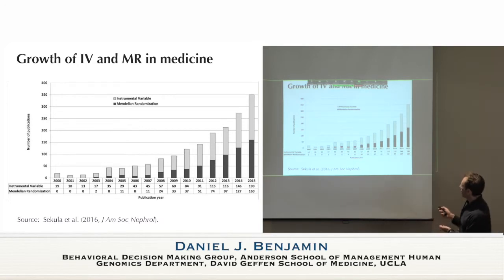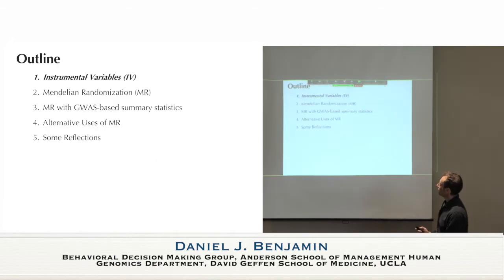And one thing I want to highlight is that the growth really took off starting around here with the GWAS era. And I'm going to talk later about the way that GWAS studies have been exploited for Mendelian randomization. OK, so I'm going to first give the background on instrumental variables, which is the general method of which Mendelian randomization is a special case.